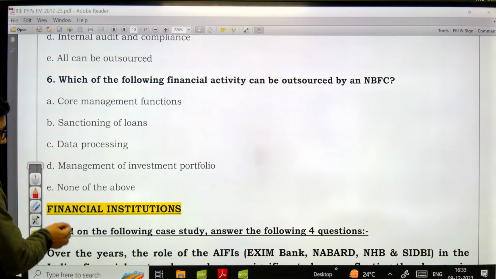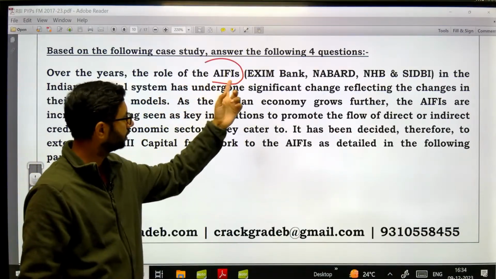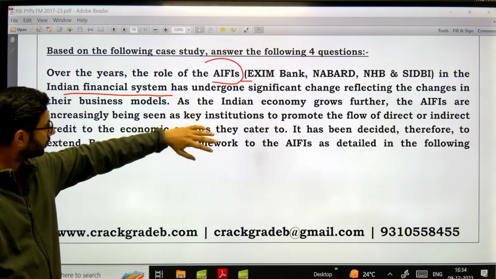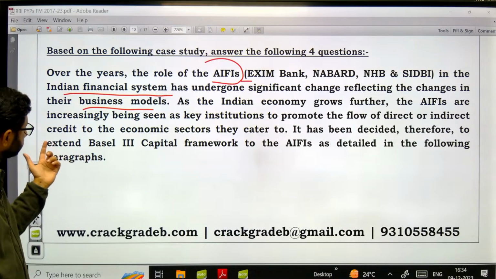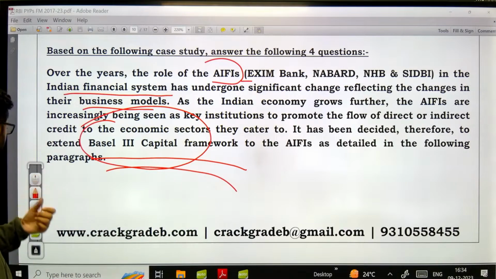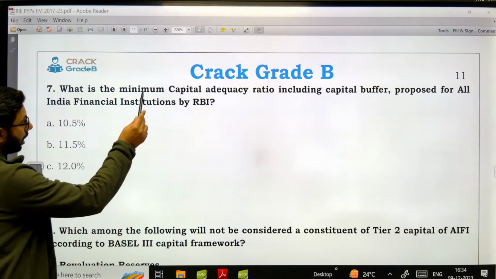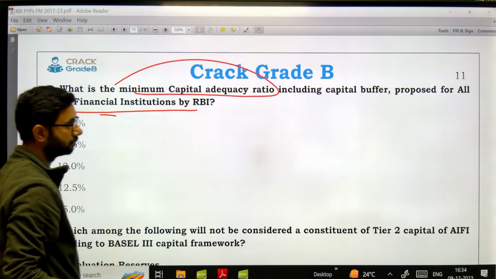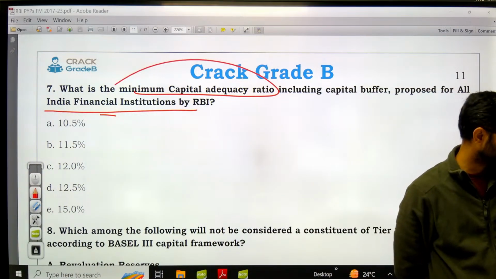Well done. Next paragraph. Over the years, the role of all India financial institutions, Exim Bank, NABARD, National Housing Bank, SEBI, in the Indian financial system has undergone significant change, reflecting the changes in their business models. Okay, and what they are trying to do? They are focusing upon their Basel III capital framework, so as to ensure their stability in the whole financial system. Now, what is the minimum capital adequacy ratio, including capital buffer, proposed by RBI for all India financial institutions? Everyone? Yes, Lokesh, correct.